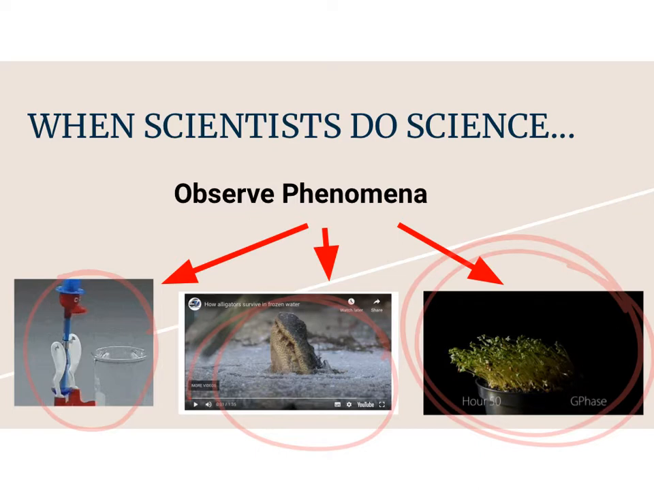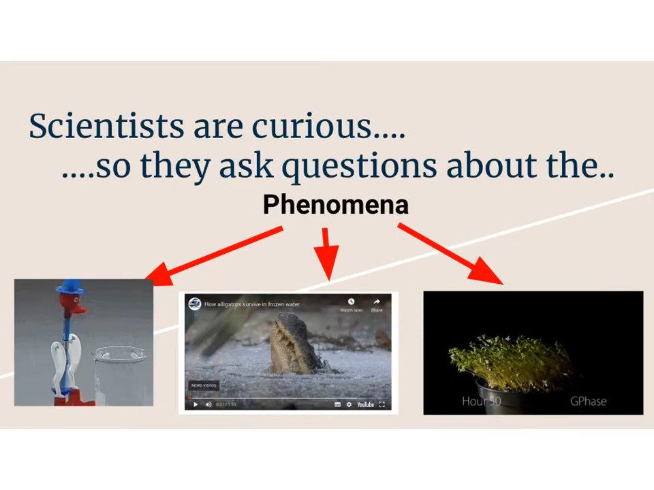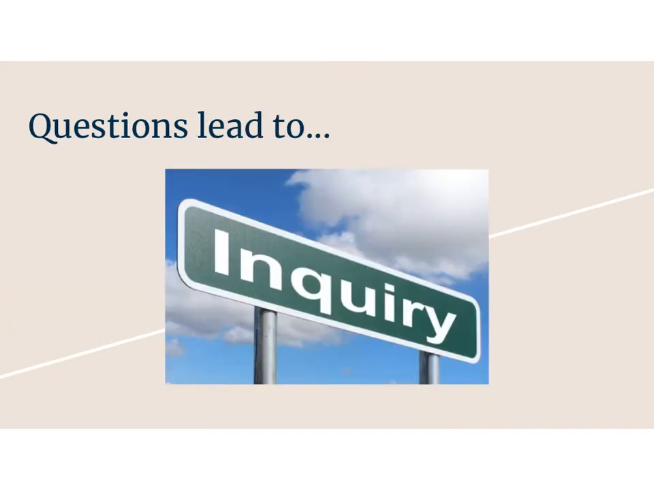So what do we do with those phenomena? Scientists are curious, right? We're all curious. So when we observe phenomena, we ask questions about the phenomena. Because we're curious, we ask questions about the phenomena. That's going to be your next 3 blanks for number 3. And then these questions lead to something we call inquiry. What is inquiry? You have this in your notes. It's an investigation that's used to explain the phenomena.